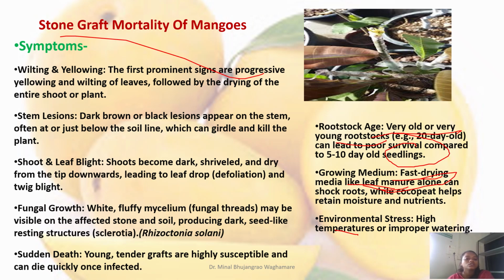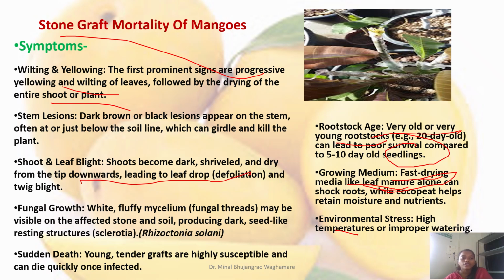Coming to the symptoms, what are the symptoms? Yellowing and wilting of the leaves, followed by drying of the entire shoot of the plant, is one of the important symptoms. Coming to the lesions, on the stem we find dark brown and black colored lesions just below the soil line, which can girdle and kill the plant. Another symptom is shoot and leaf blight: the shoot becomes dark and shrivels from the tip downward and leads to leaf dropping, that is defoliation.